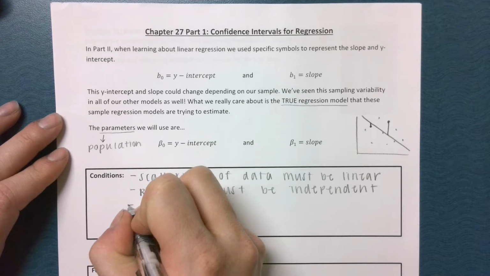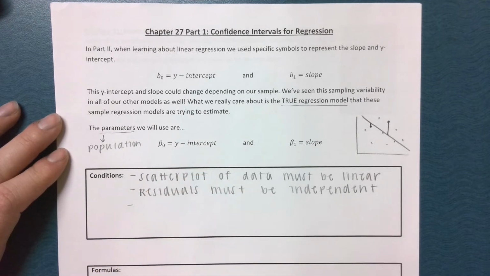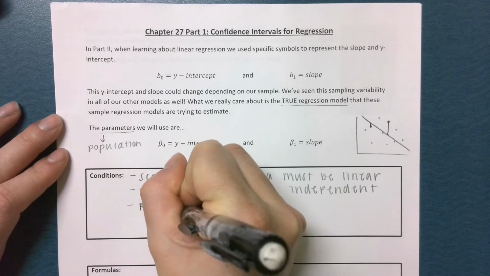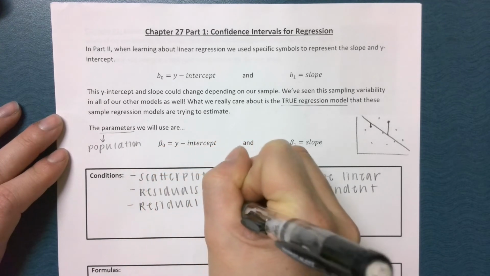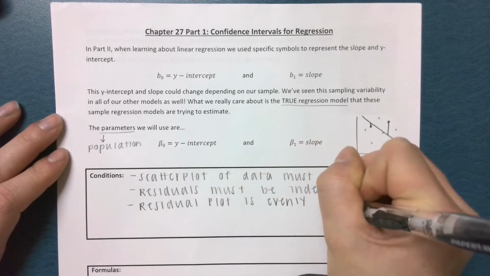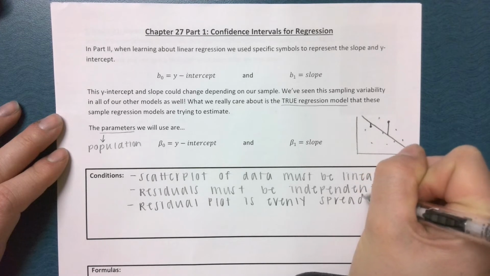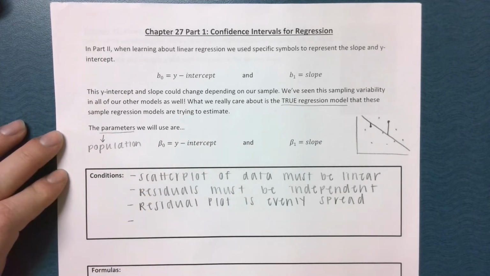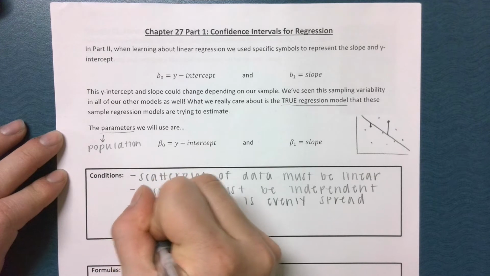The third condition that I'm going to check is making sure that my residual plot is evenly spread. To check that, we are going to make a residual plot. We're going to make sure that the data is evenly spread out. I don't want to see clumps of data here. And then the last thing I'm going to do is make sure that my residuals are nearly normal.